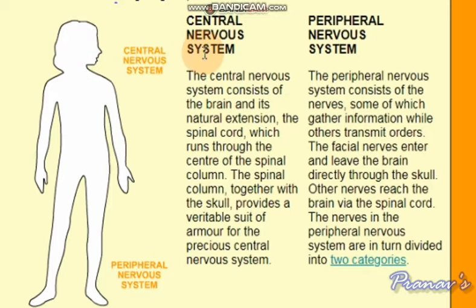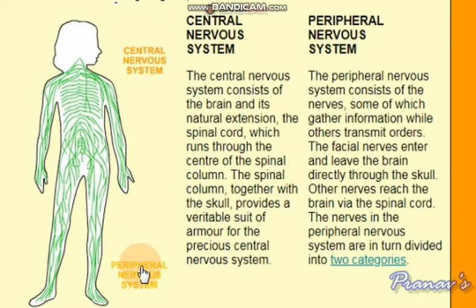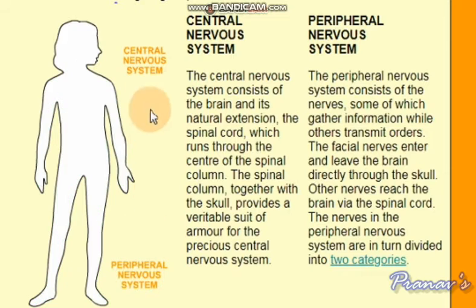Then we have the peripheral nervous system, the nerves, some of which gather information while others transmit orders. The facial nerves enter and leave the brain directly through the skull. Other nerves reach the brain via the spinal cord. The nerves in the peripheral nervous system are divided into two categories. Let's see the peripheral nervous system. You can see the peripheral nervous system here, all the nerves of the body, and we have the central nervous system, brain and spinal cord, and the peripheral nervous system, all the nerves of the body.